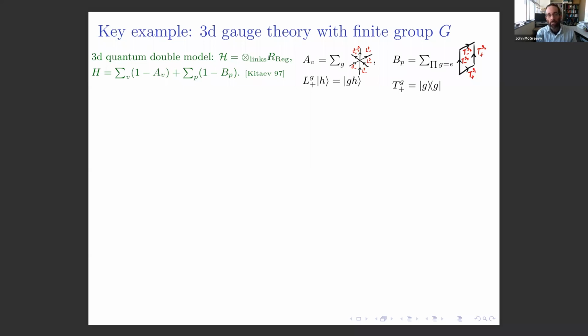And on each link, we have a regular representation of the group G, meaning a Hilbert space spanned by states labeled by group elements. And the Hamiltonian is made up of star terms and plaquette terms, and the abelian case is just the toric code. And the important thing is that the role of the plaquette term is to demand that the flux around a loop, or around any contractible loop, equals 1.